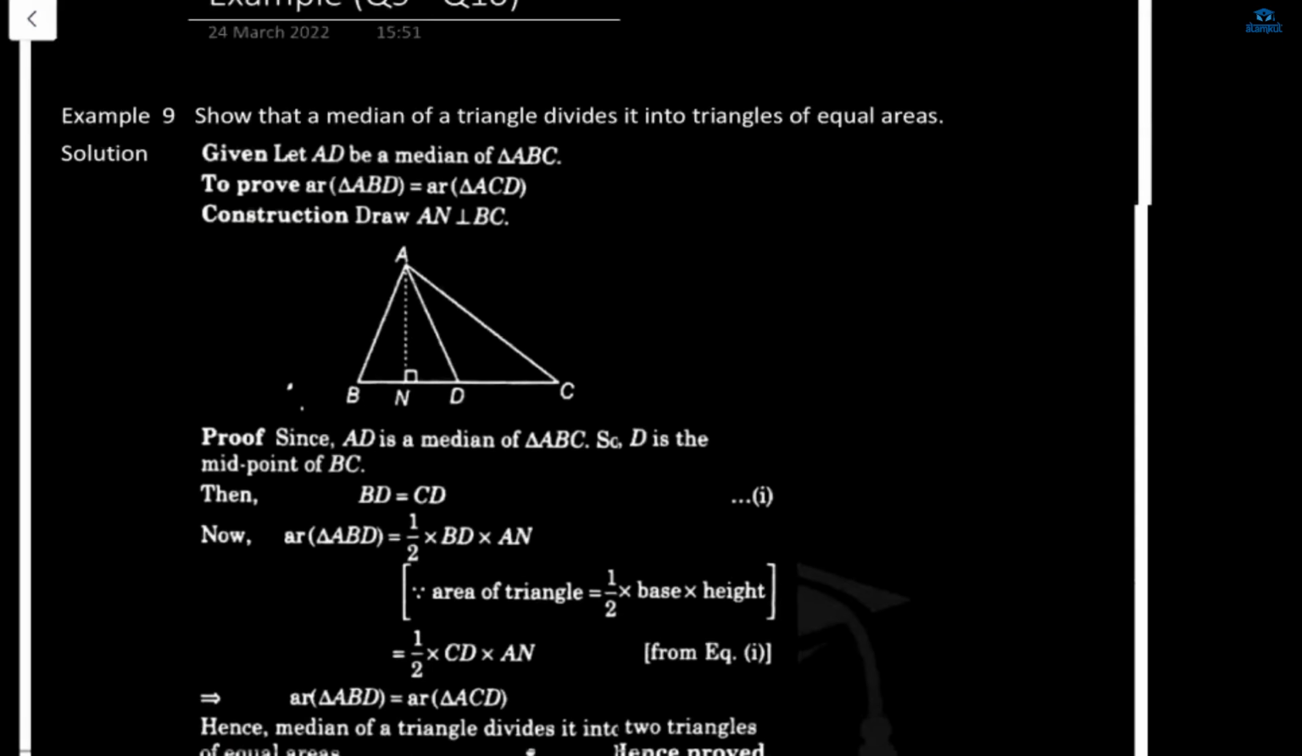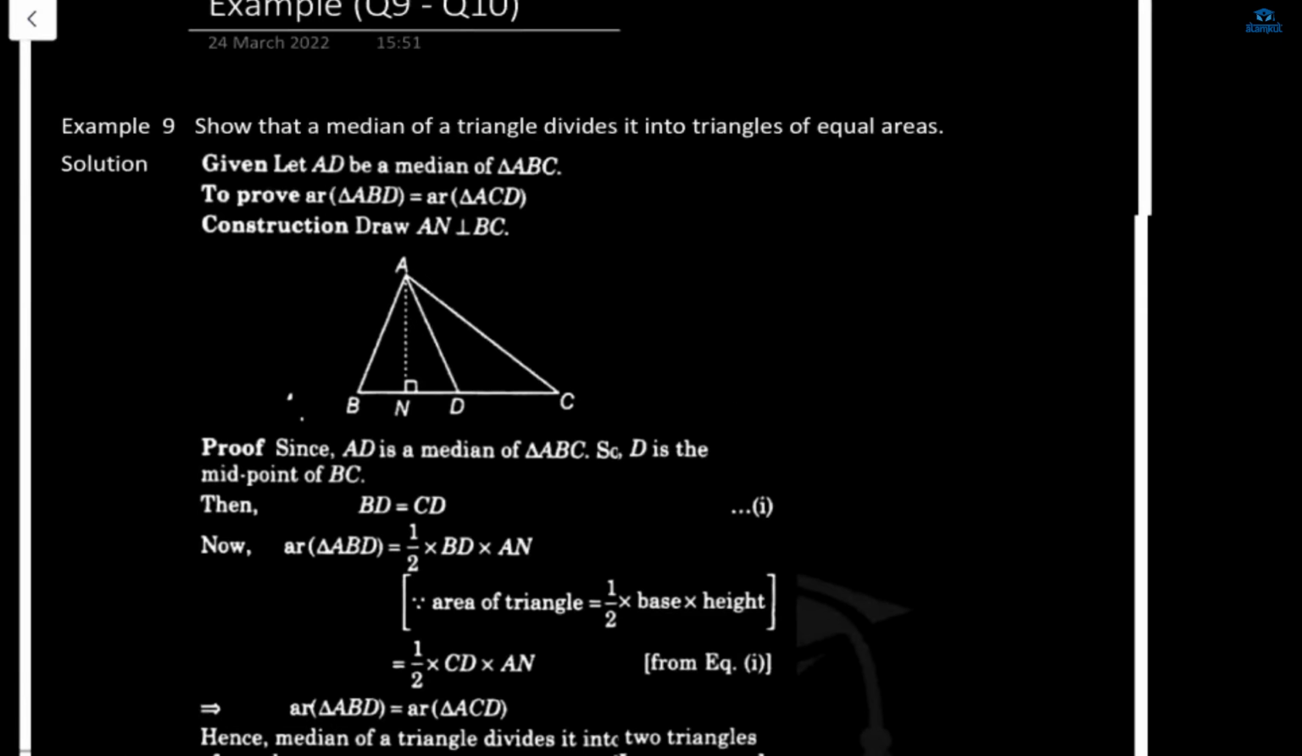Okay, so now what is here? Show that a median of a triangle divides it into triangles of equal areas. Okay, now we have to show that the median of the triangle divides the triangle into two equal areas. We already know this result, but how it is proven, we'll prove today.